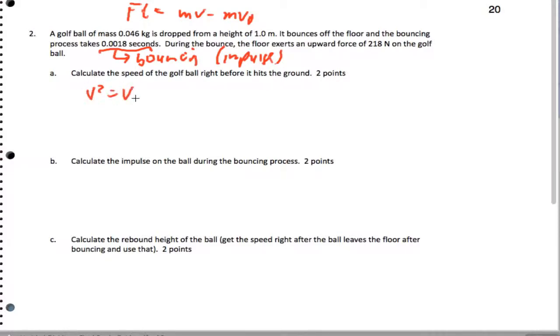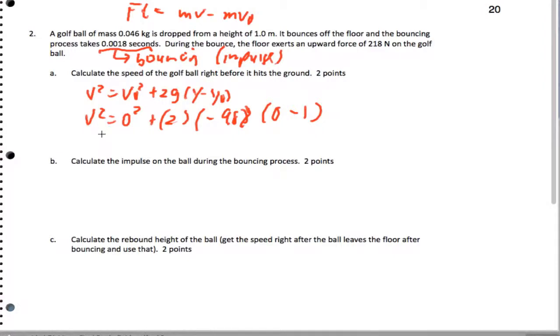So we'll do v squared equals v naught squared plus 2g (y minus y naught). So v squared equals, it starts off at a speed of 0, plus 2 times negative 9.8 times (y final is 0 minus a height of 1). So v is going to end up being the square root of 19.6, which works out to be about 4.4 m/s. I'm going to take the negative of that because this is a downward speed.